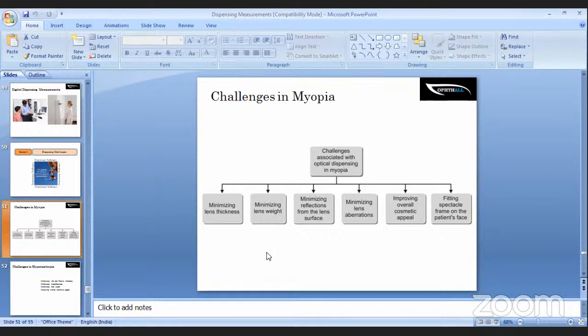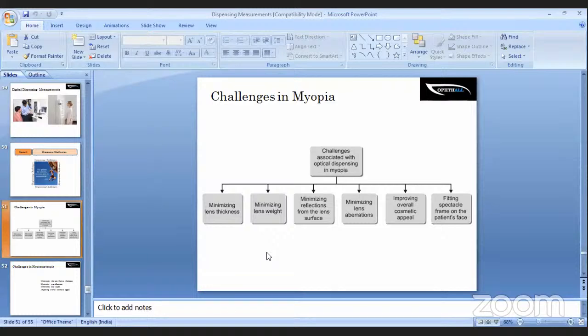Then you also have a challenge of reducing the lens weight, especially in case of high power lenses, high minus cases, because the lenses are very thick. And if you dispense abnormally high index lenses, because the specific gravity of the lenses is more, the weight of the material increases. So there are lots of ifs and buts for minimizing the lens weight. The most ideal is to dispense with a smaller frame. That reduces the lens mass, and when the lens mass is less, the weight is automatically reduced.